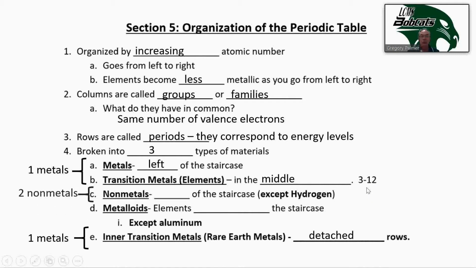The nonmetals are to the right of the staircase, except for hydrogen, which lives over in family 1, but we know hydrogen is a gas. And the metalloids is the third big group, and they're the elements that are touching the staircase, and their box will touch 2 sides of the staircase, except for aluminum, which is described as a metalloid by position, but we know that it's a metal.